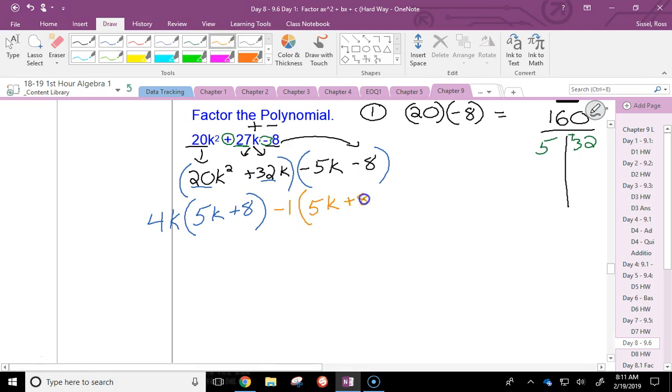5k plus 8. Oh my gosh, it's hot in my room. Have you been in Taxi's room lately? I'm sitting up here and that heat is blowing on me.